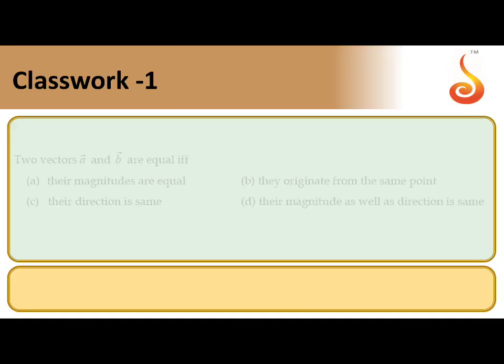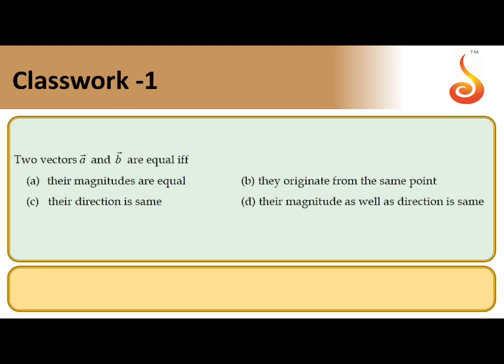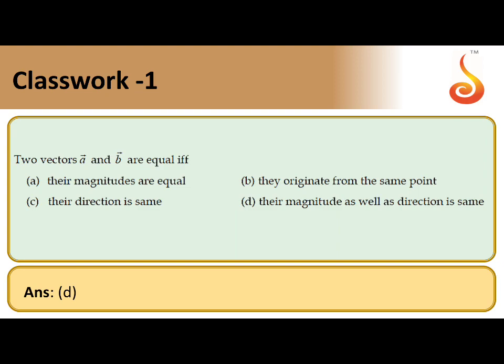The first question is: two vectors A and B are equal. This is a definition. Two vectors are equal means they have equal magnitude and same direction. Which option is matching? The first option is their magnitudes are equal. Second option is they originate from the same point. Third, their directions are same. Fourth option is their magnitude as well as direction is same. Option D is correct. This is the definition of equality of two vectors. Check the answer. Option D is right.